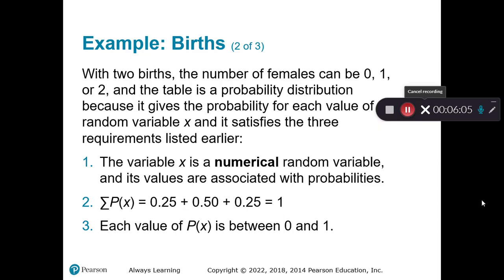Therefore, this is a probability distribution. All 3 requirements are met. The first requirement was that X is numerical, that it represents a random variable, meaning that it represents outcomes that occur by chance, and that they're associated with probabilities. The second requirement is met because the sum of these probabilities is exactly 1. And finally, as we said earlier, the third requirement will always be met by default because all of the probabilities are values between 0 and 1 inclusively.